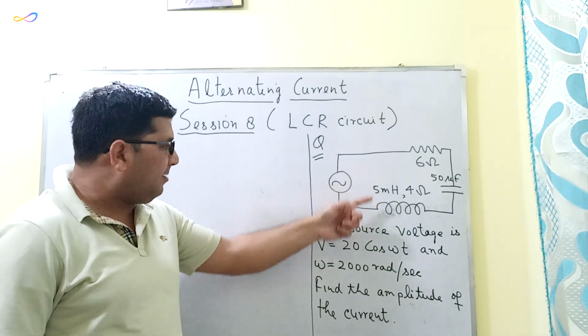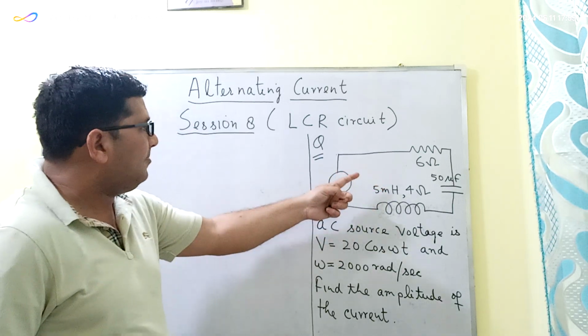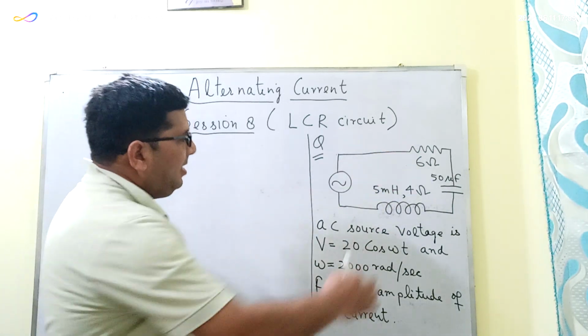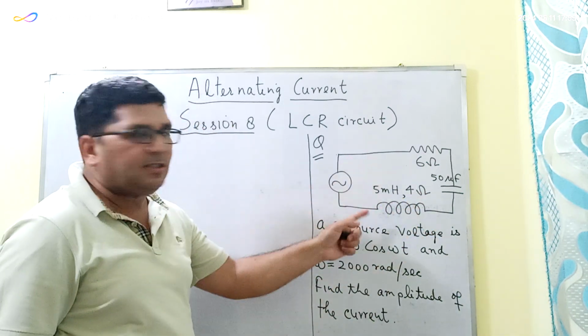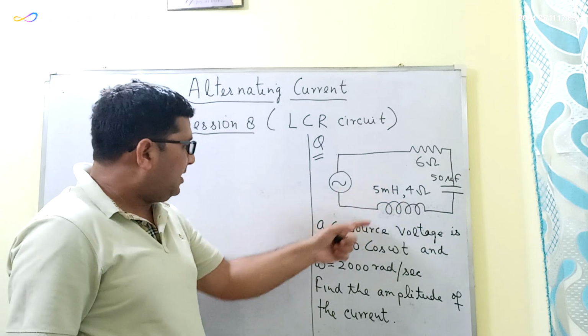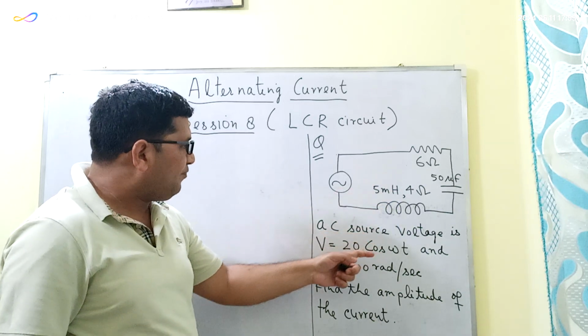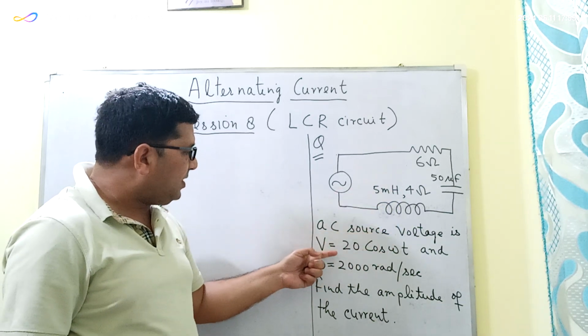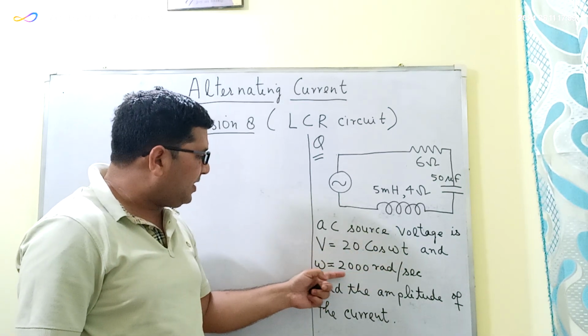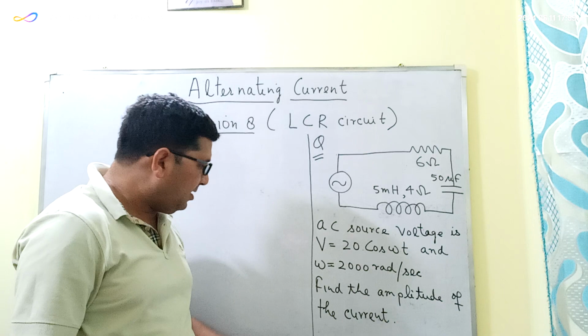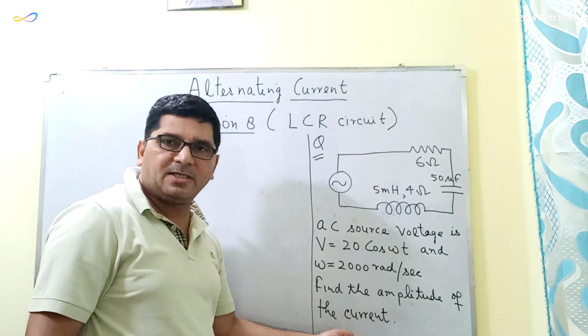this is a circuit diagram which consists of a resistor, a capacitor, and an inductor, and this combination is connected to an AC source whose voltage is given by V is equal to 20 cos omega t, and the angular frequency is 2000 radians per second. So we have to find the amplitude of the current.